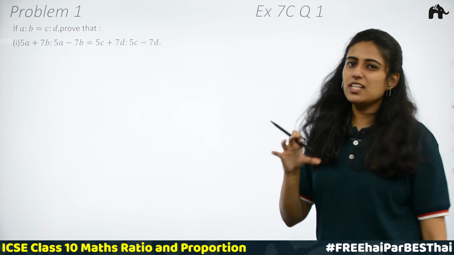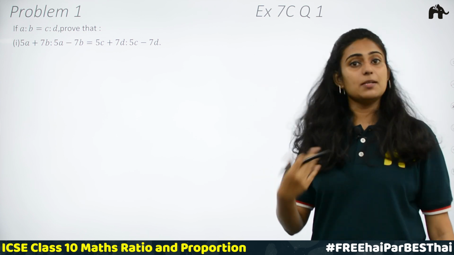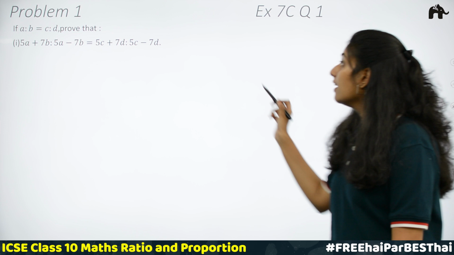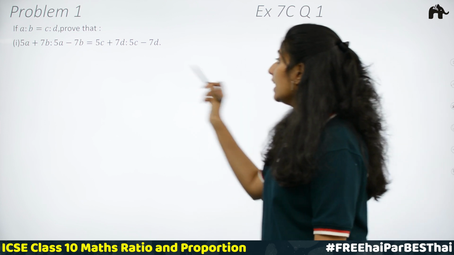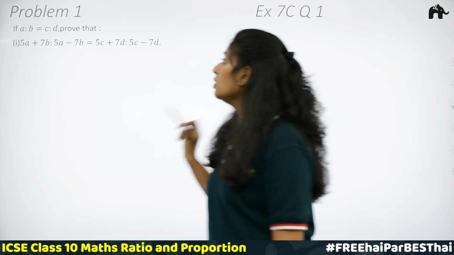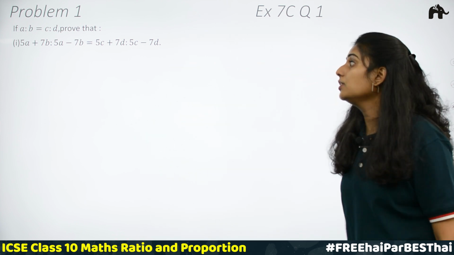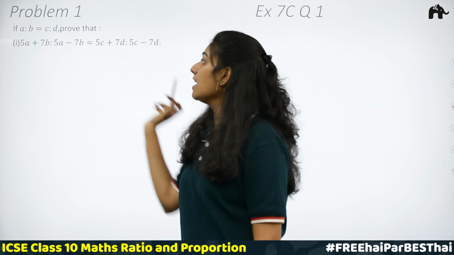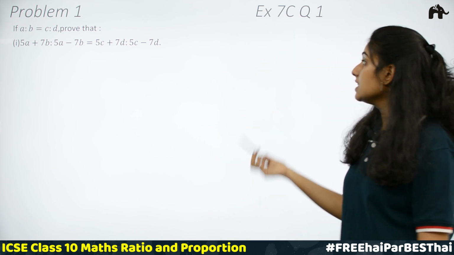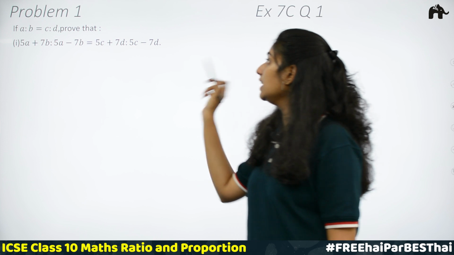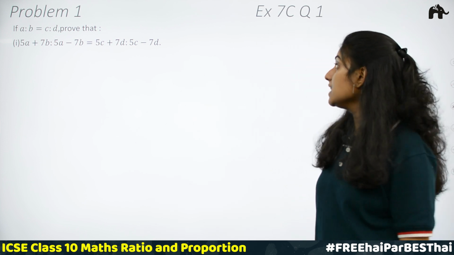Okay, we'll be solving a few questions. You can practice the remaining questions on your own. Problem 1, question 1 of exercise 7C. If A is to B is equal to C is to D, prove that 5A plus 7B is to 5A minus 7B is equal to 5C plus 7D is to 5C minus 7D.